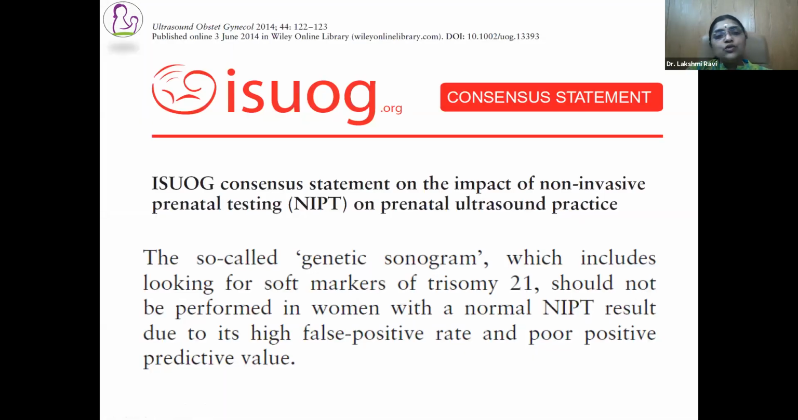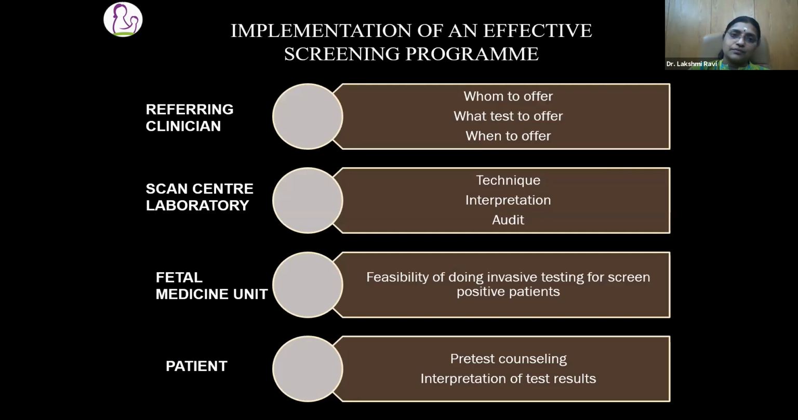However, there is a consensus statement which says that the so-called genetic sonogram, which includes looking for soft markers of trisomy 21, should not be performed in women with a normal NIPT result due to its high false positive rate and poor positive predictive value. Because you have an NIPT result with you, which already has a very good detection rate of about 98 or 99%, we need not be worried if there are going to be additional markers in this lady in the mid-trimester.